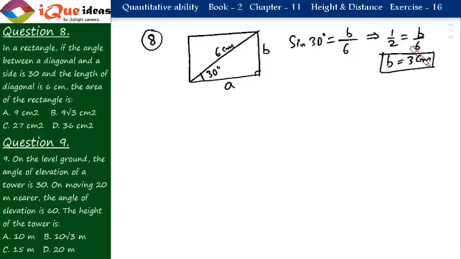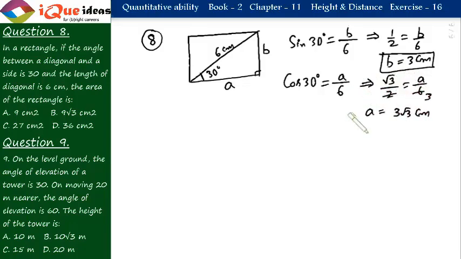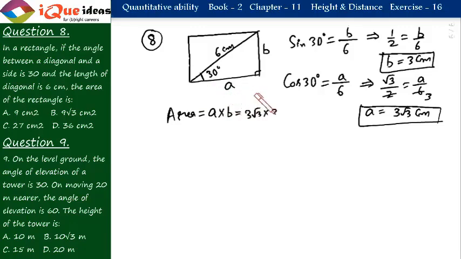Similarly, cos 30 degrees will be equal to the adjacent side, that is A, divided by the hypotenuse, that is 6. So from here we know that cos 30 degrees is root 3 by 2, that is equal to A by 6. So 2 cancels 6 three times, so A is equal to 3 root 3 centimeters. This gives us the area of the rectangle, which is equal to A into B, which is 3 root 3 into 3, that is 9 root 3 centimeter square. This is the required area of the rectangle.